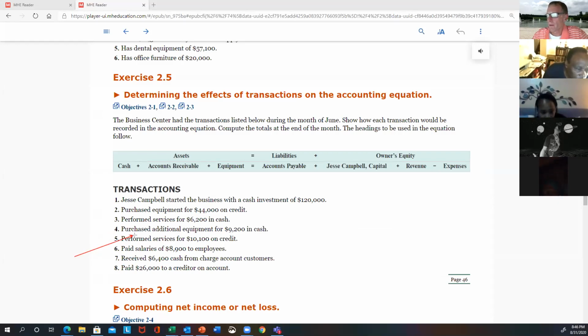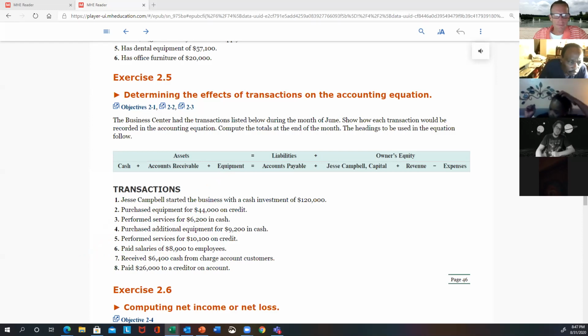Number 4, purchased additional equipment for $9,200 in cash. So we got equipment and cash. You got to fill this in. Do you think cash is going to increase or decrease? Decrease. And what about equipment? Increase or decrease? Increase. There you go. So if it's an increase, put a plus. If it's a decrease, put a minus.